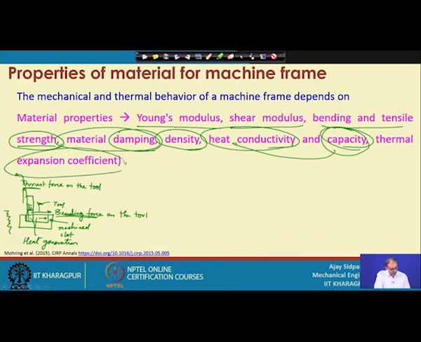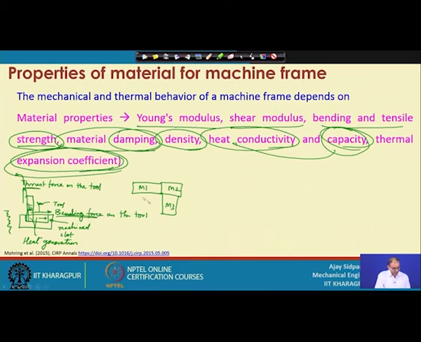And thermal expansion coefficient is also very important, because we know that we are making an assembly of different components. This is one component, this is second, this is third one, and all materials are different. So, this is material 1, this is material 2 and material 3, and all 3 have different thermal coefficients.